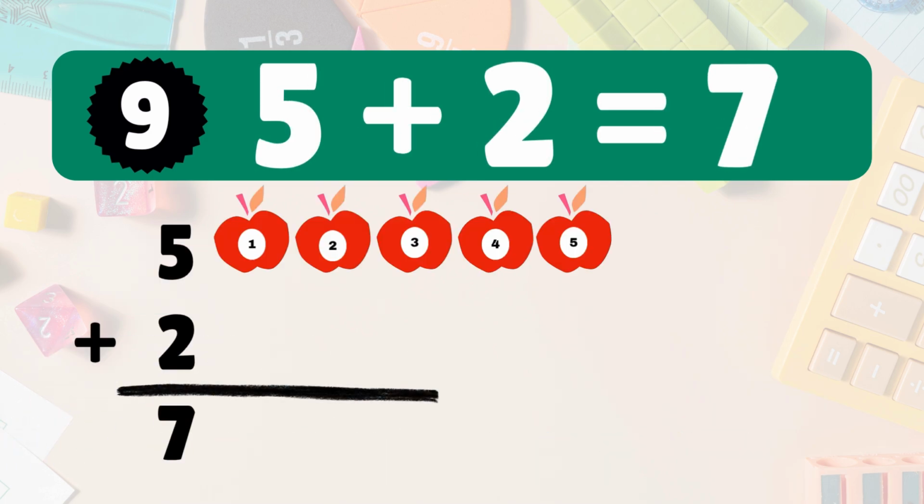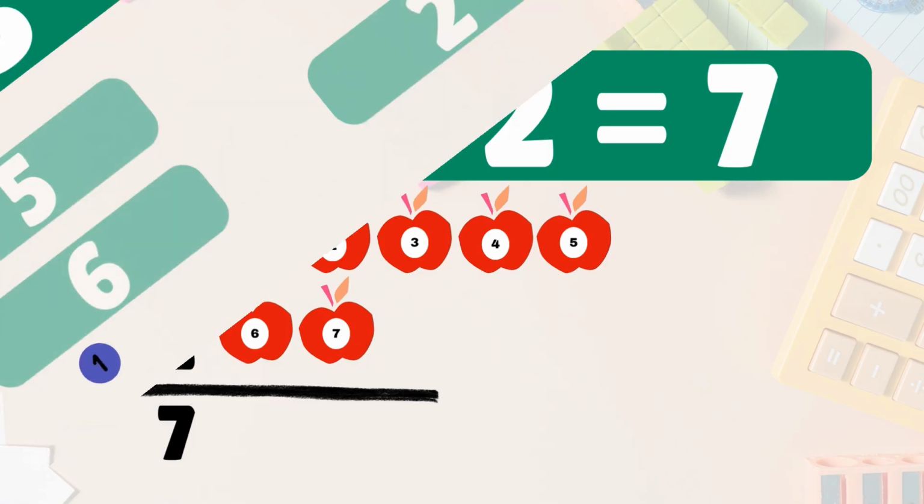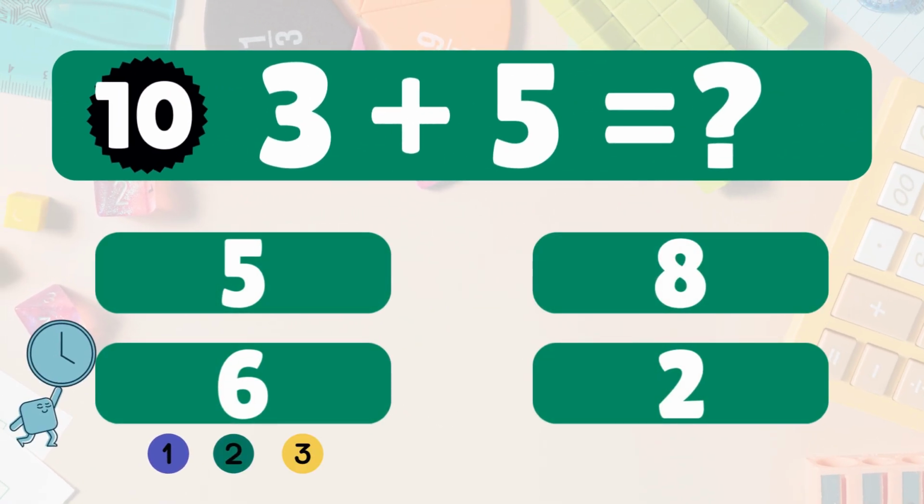5 plus 2 is 7. 5 apples. Add 2 more. Count them all. 1, 2, 3, 4, 5, 6, 7. So 5 plus 2 is 7. High five. Next, 3 plus 5 equals what?